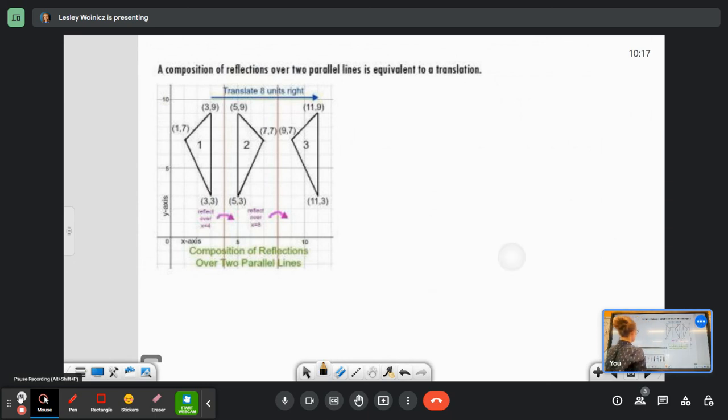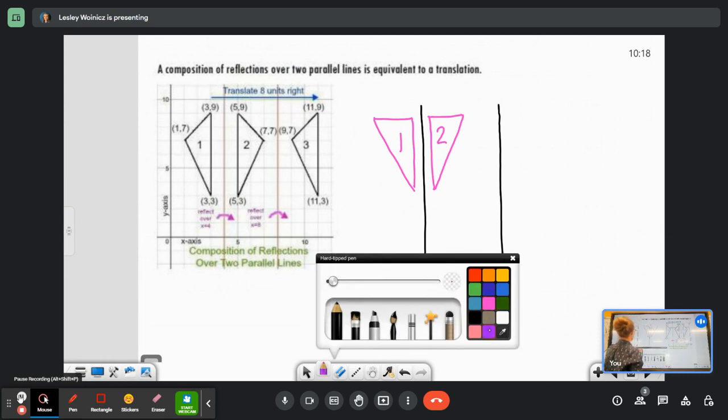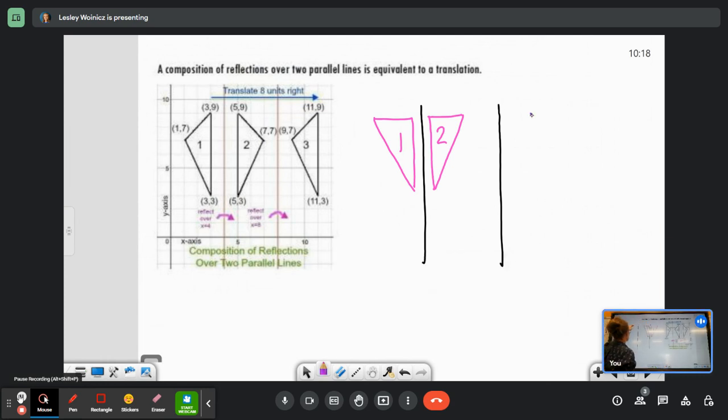Okay, so this one is saying if I have parallel lines, and I take my figure and I reflect it over each of those parallel lines, what I get is a translation. So here's what that looks like. Here's my little triangle. I'm going to reflect it across my first line. Here's 1, here's 2. Now I'm going to reflect 2 across the second line.